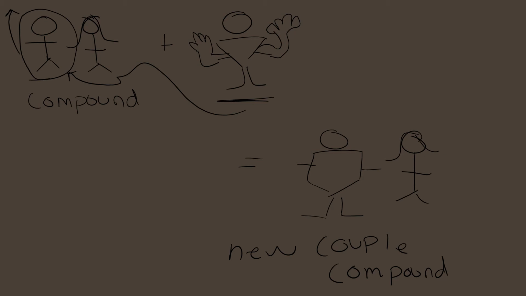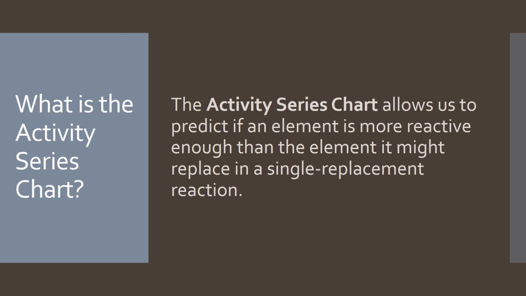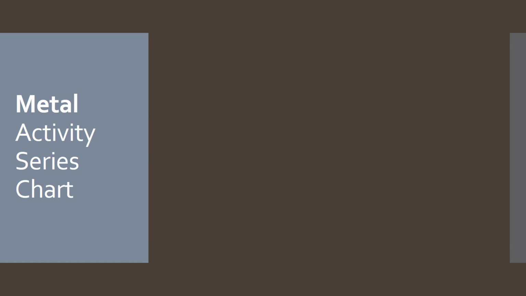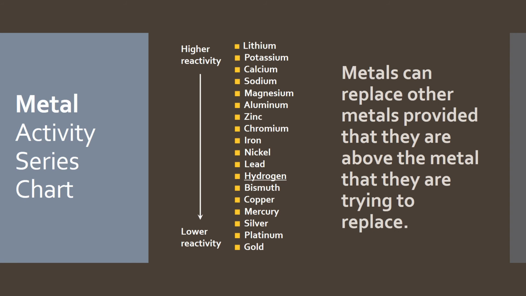How can we tell an element in our case is stronger or weaker? We go by something called the activity series chart. The activity series chart allows us to predict if an element is reactive enough to replace the element it might replace. For metals, we have higher reactivity to lower reactivity, and so metals can replace another metal provided that they are above the metal that they are trying to replace.